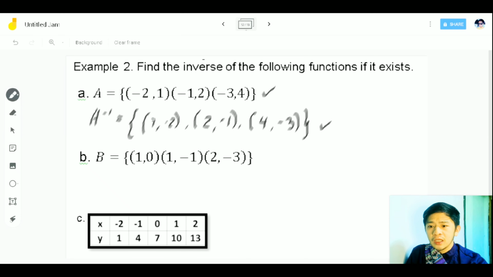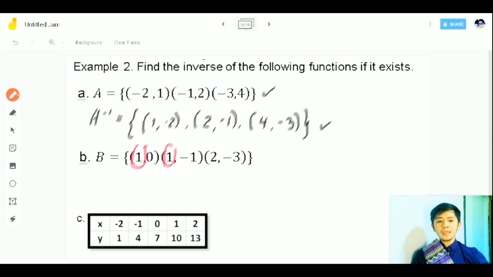So, there's no repetition in x value and there's no repetition also in y value. That is a one-to-one function. Next, letter B. Set B equals 1, 0, 1, negative 1, 2, negative 3. But in this case, as you can see, the element in x, which is 1, is being repeated.